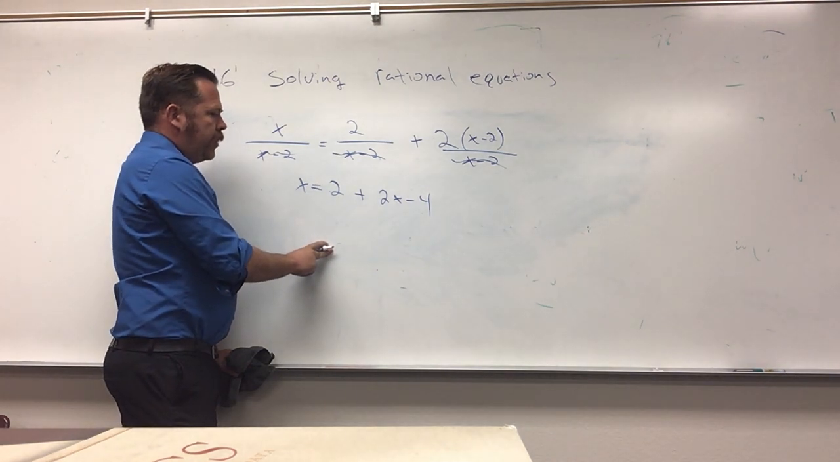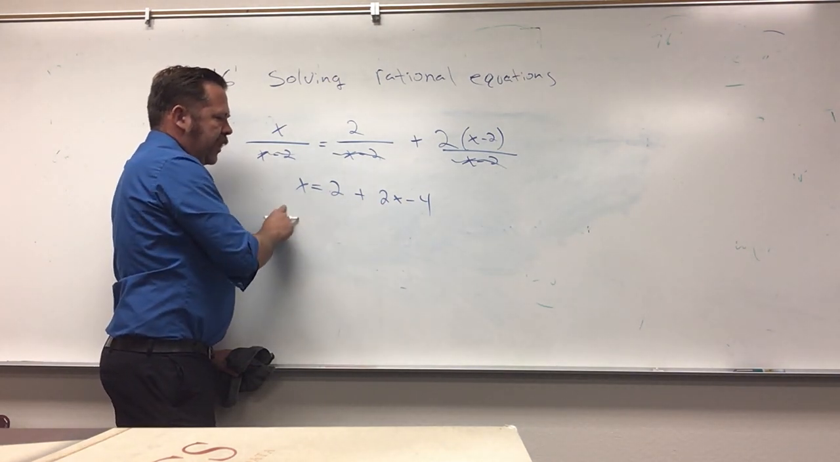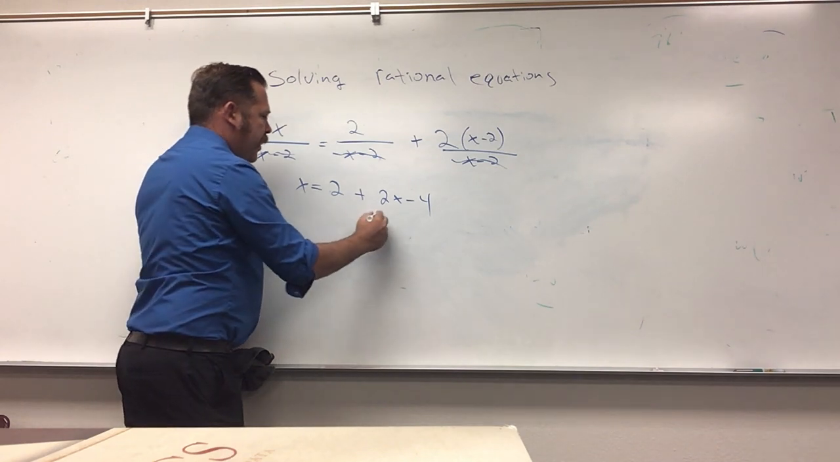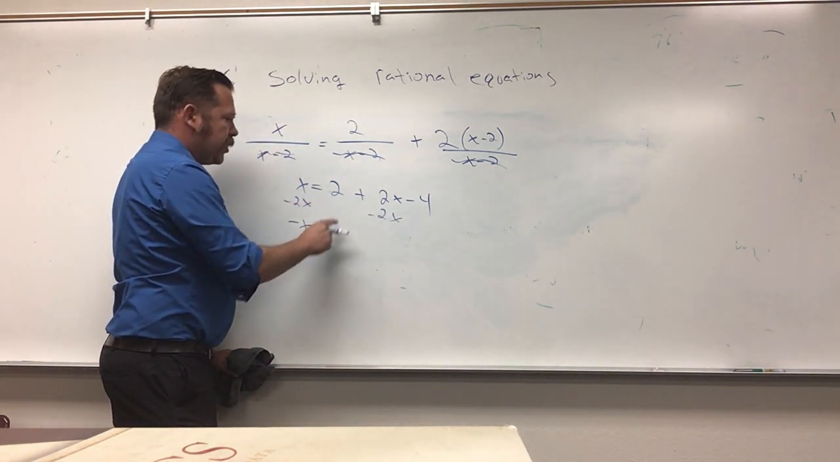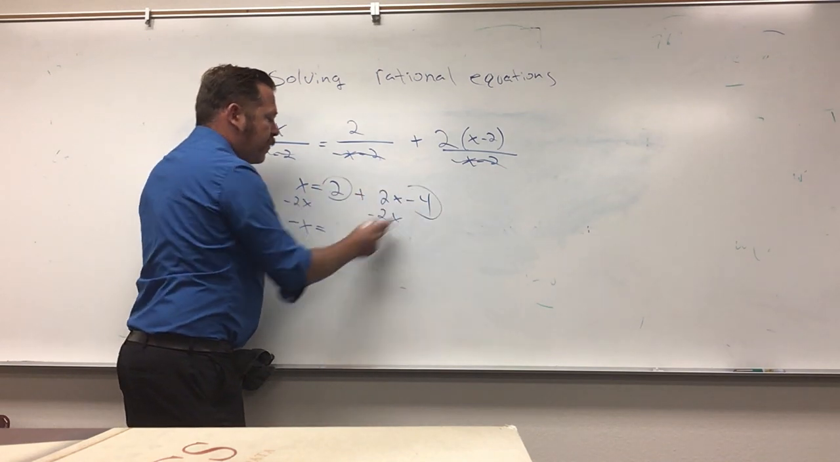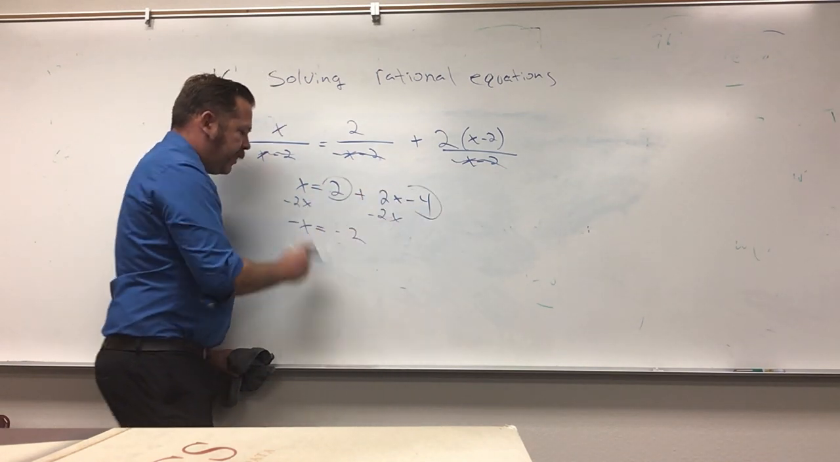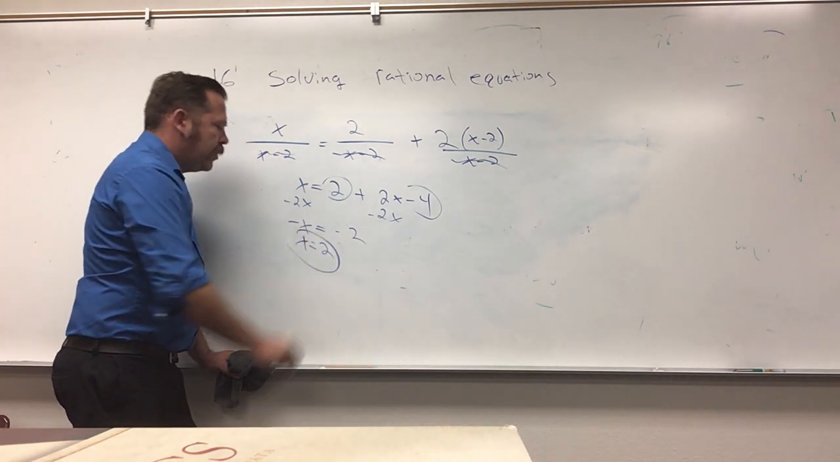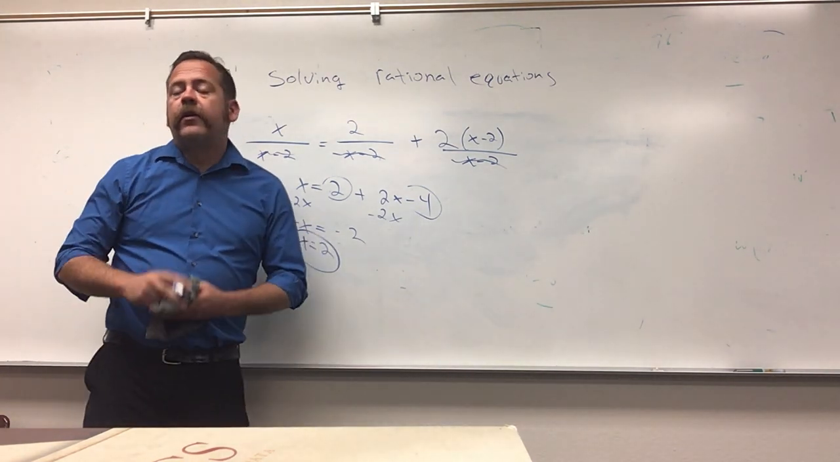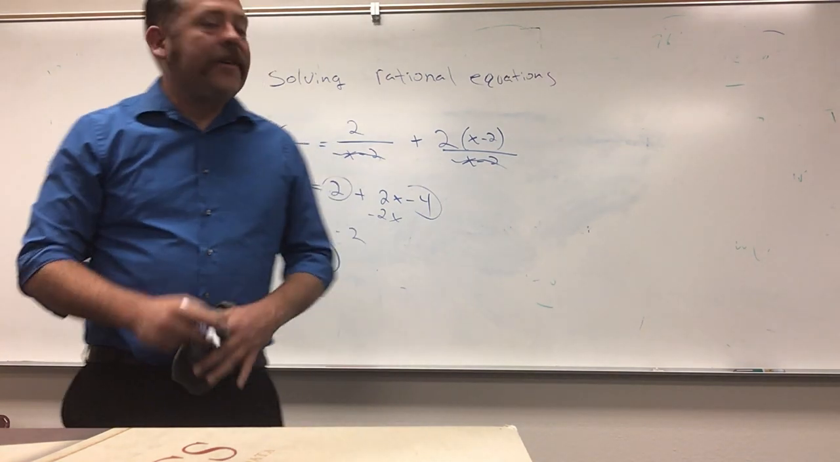Let's see here. Let me move this 2x to the left side. So I have minus 2x and minus 2x, and I get negative x equals, I'm going to combine the 2 minus 4, negative 2, and if negative x equals negative 2, x equals 2. We did everything right. Let's check and see if this solution is valid.